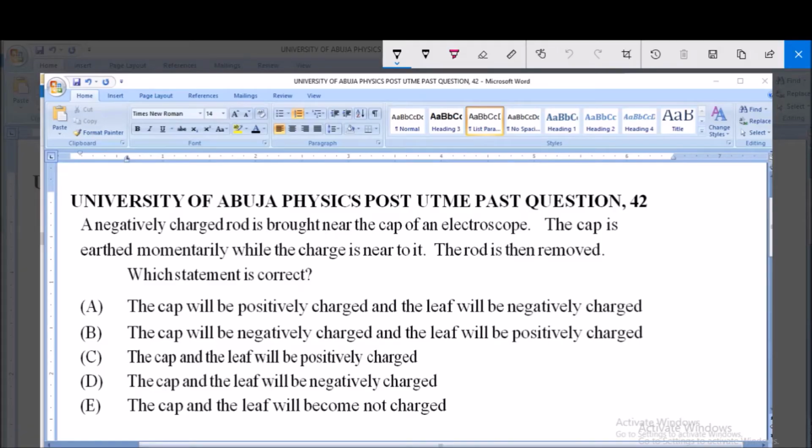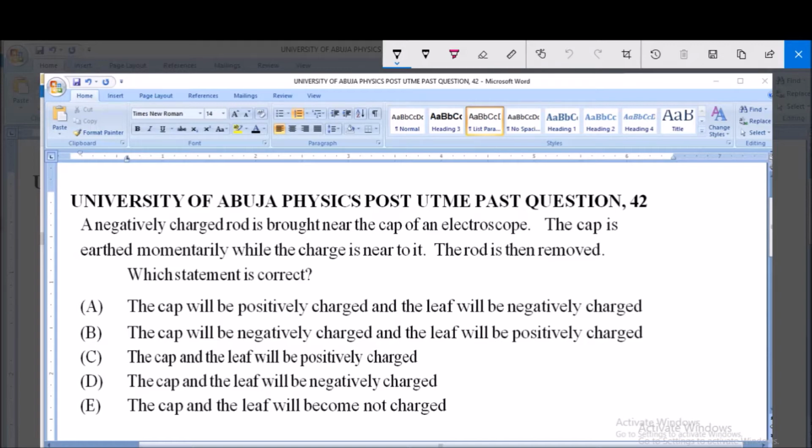Today we'll be dealing with University of Abuja Physics post-UTME past question 42. A negatively charged rod is brought near the cap of an electroscope. The cap is earthed momentarily while the charge is near to it. The rod is then removed. Which statement is correct?